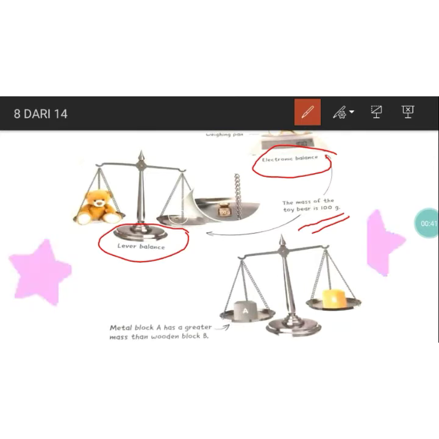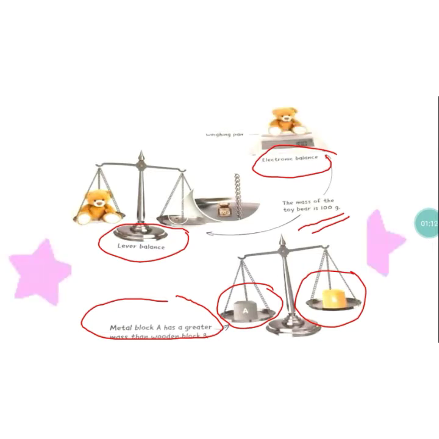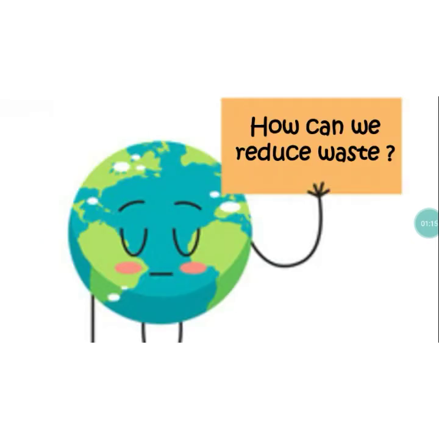And then we can also compare the mass of the object by using lever balance. Jadi kita juga bisa membandingkan dua benda by using lever balance. For example, here the box A and box B. When we try to compare these two objects, we can find that the metal block A has a greater mass than wooden block B. Jadi lever balance also can be used to compare the mass of the object. Bisa membandingkan massa dari dua benda. Okay, this is how to measure the size and the mass of the object.